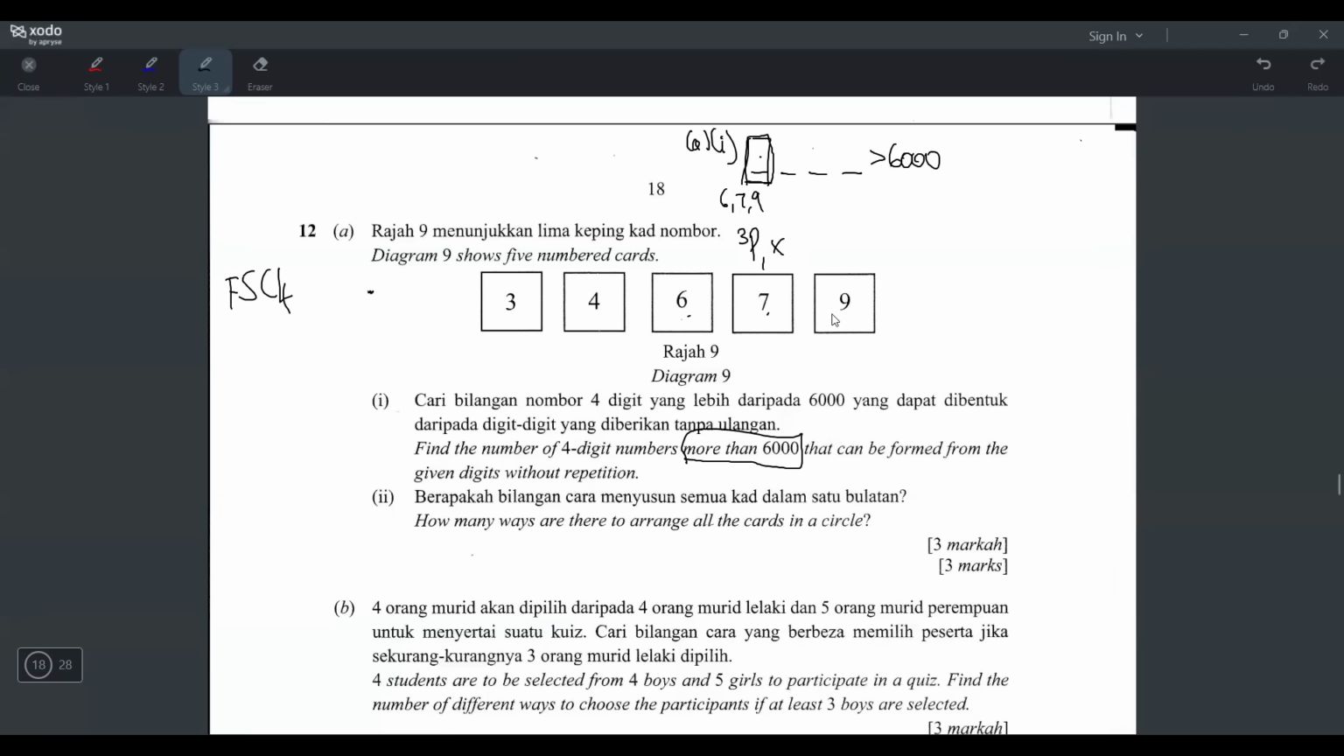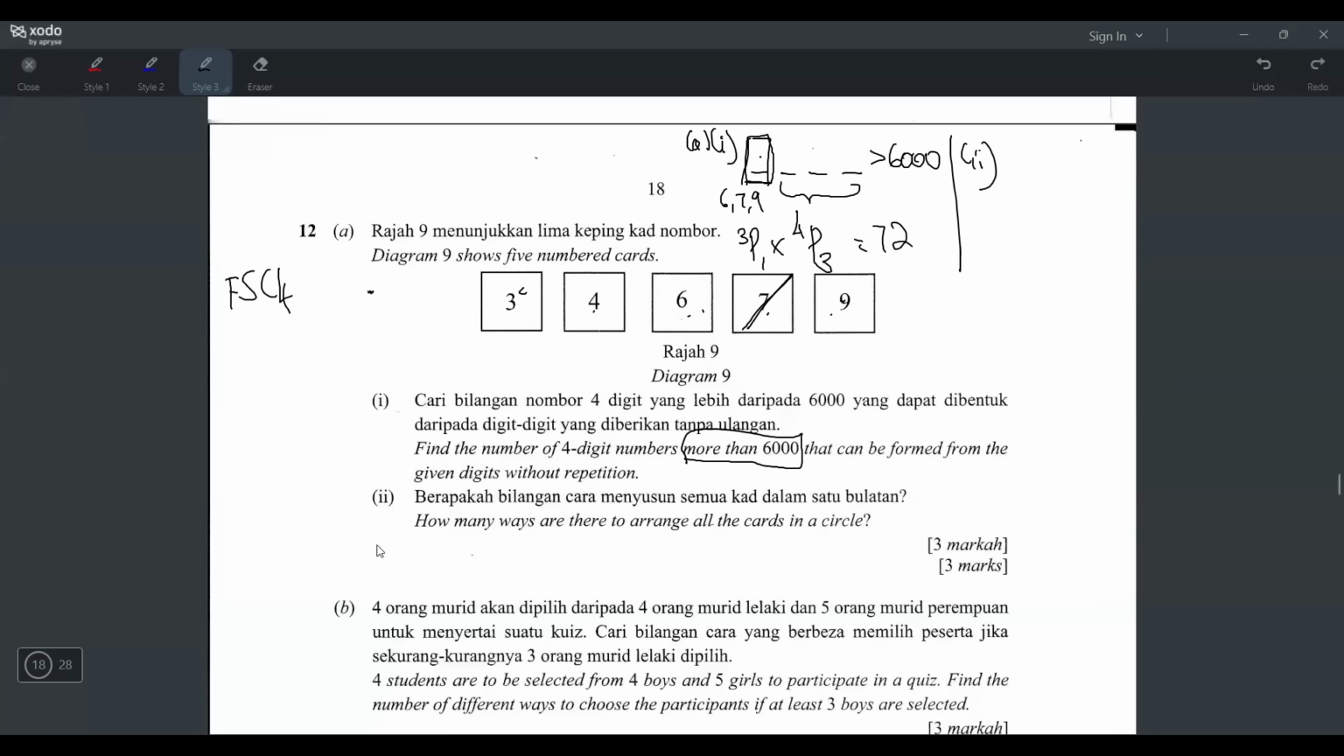It means of this 3 you will choose one to arrange inside this box. Let's say the 7 got chosen to go in here, then you will be left with 4 cards, and from the remaining 4 cards you choose 3 to arrange inside these 3 slots. Then if you press this, you will get the answer. All right, so the answer is 72. Okay, let's do question number 2. How many ways are there to arrange all the cards in a circle?